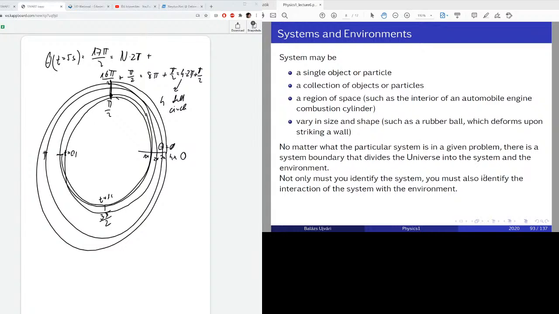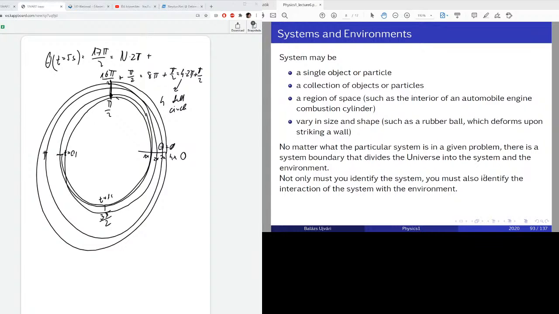A system can be one particle, one body. Till now we mainly talked about one body motion, even if it's translational or rotational. It can be a collection of bodies, let's say your room. It can be a volume, let's again say your room where you are sitting now. It can vary its size and shape, like a bowl or something.